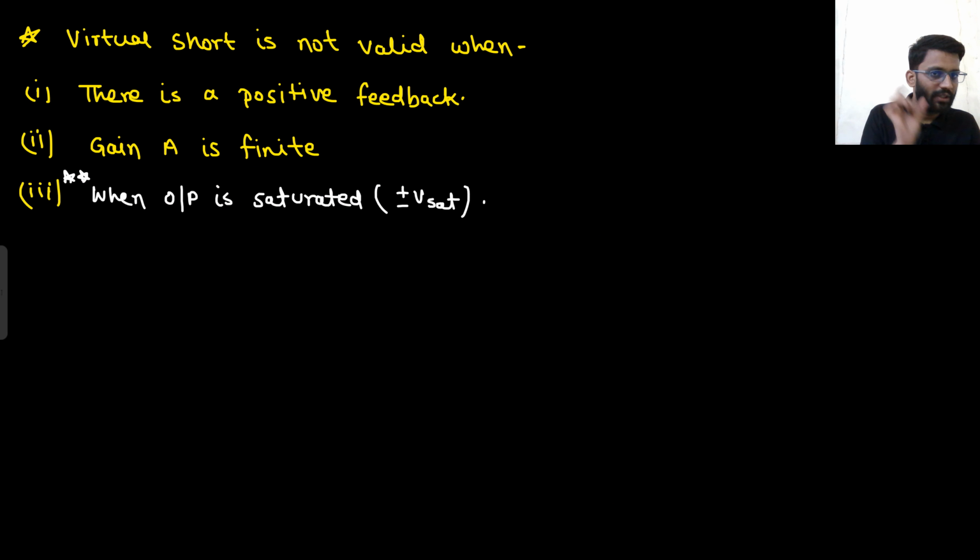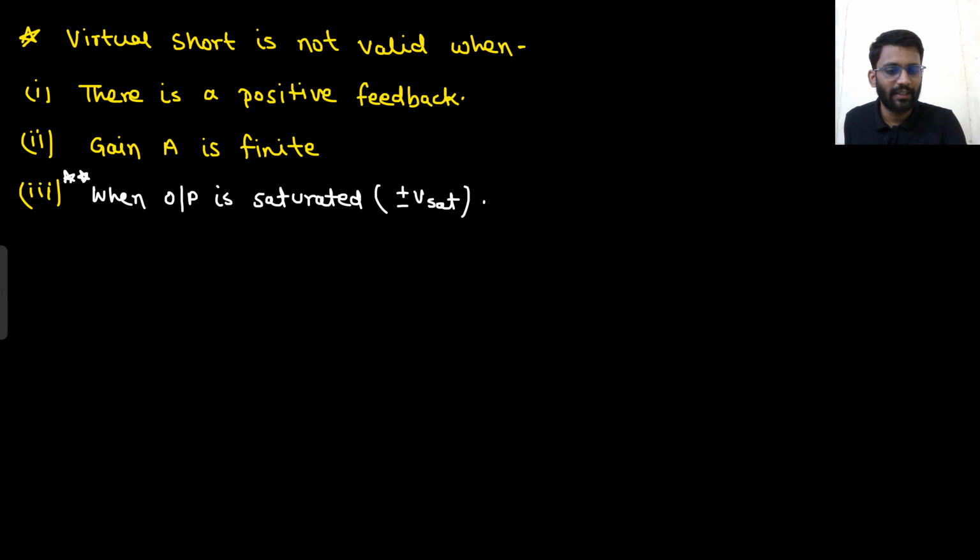This you understood. When the output is saturated, you cannot apply the concept of virtual short, but there will be some cases where there will be some change in the circuit because of the saturation in the output. There will be some inductor or capacitor involved, so the V negative node will change. If the V negative node is changing, then something will happen in the circuit. But that we will see later when we dive deeper into the OpAmp part. For now, you need to consider that if your output is saturated, the concept of virtual short is not valid.